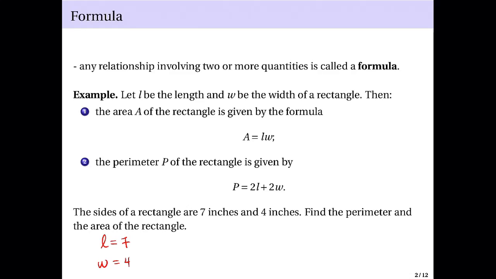So area A, this is length times width. So this is just 7 times 4, and this is equal to 28. And the units is in square units. Okay? So we have here inches. So this is 28 square inches.